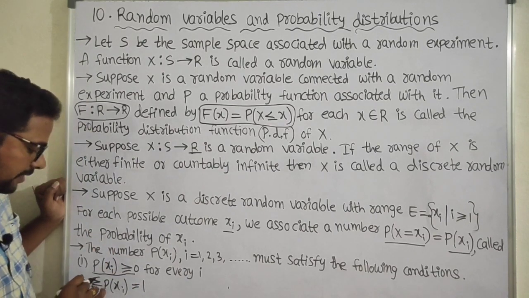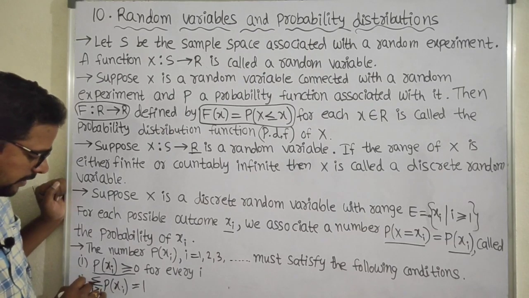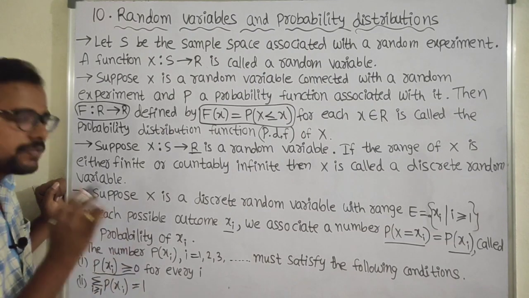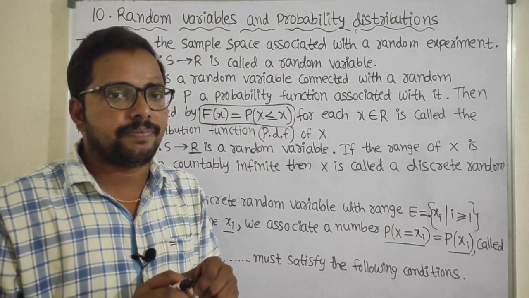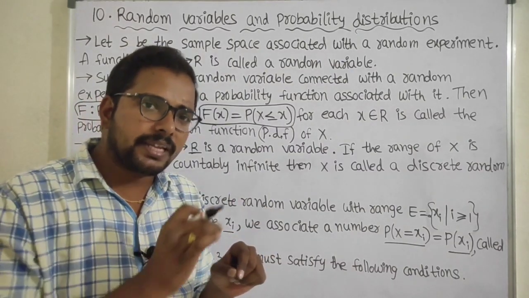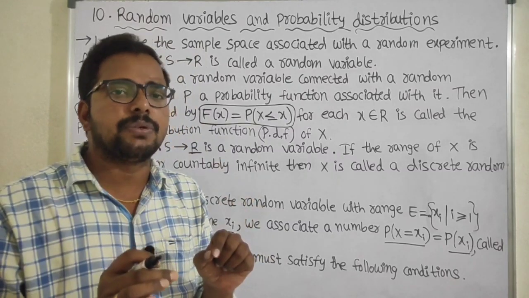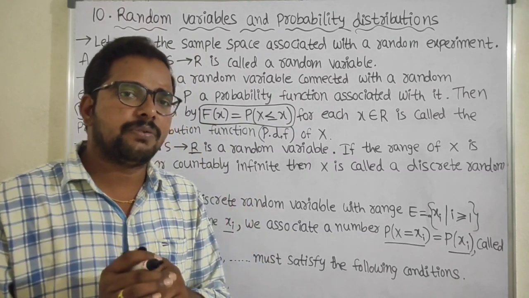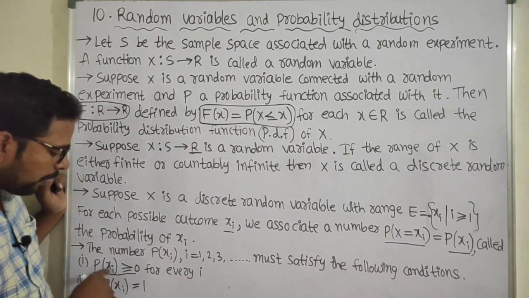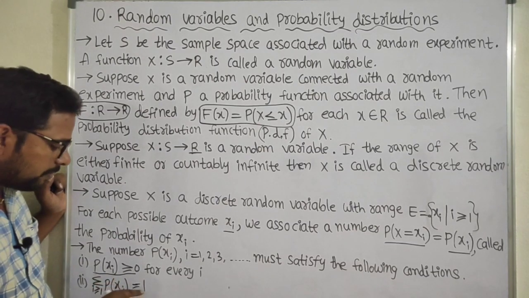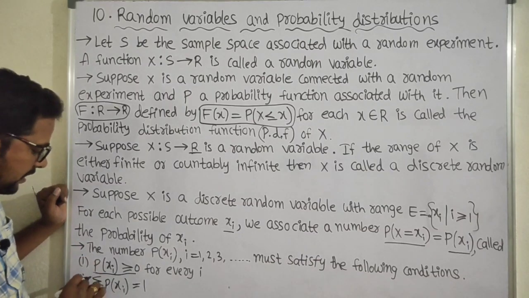And sigma or summation p of xi is equal to 1. The probability of all the events in any experiment is equal to 1. So the probability of all the events, all the outcomes, is equal to 1. So these conditions are very, very important.